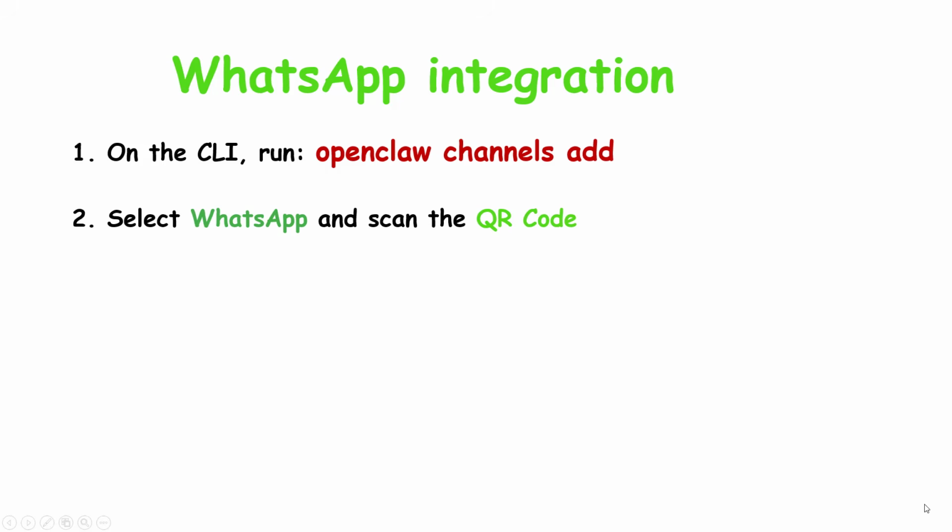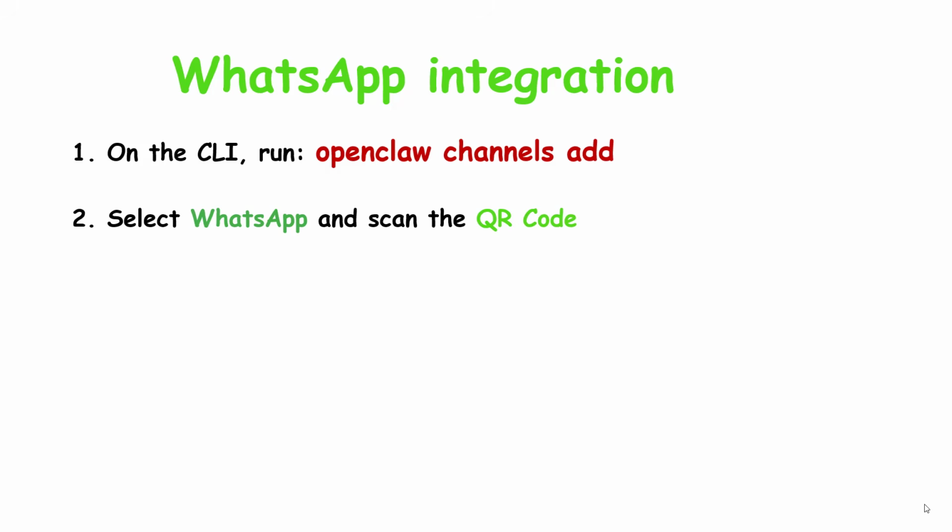And finally, as promised, I'm going to show you how to integrate WhatsApp with OpenClaw. So the instructions are fairly simple. What you need to do is to go to the terminal and run the command OpenClaw channels add. Then you'll be prompted to select the channels. So here you need to select WhatsApp as your preferred channel and scan the QR code provided using your smartphone. And from there, you can follow the remaining instructions. And finally, you'll be able to send messages or prompts from your WhatsApp application to OpenClaw and receive some feedback.